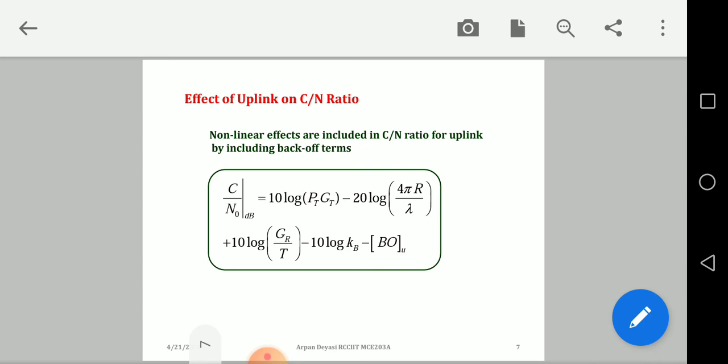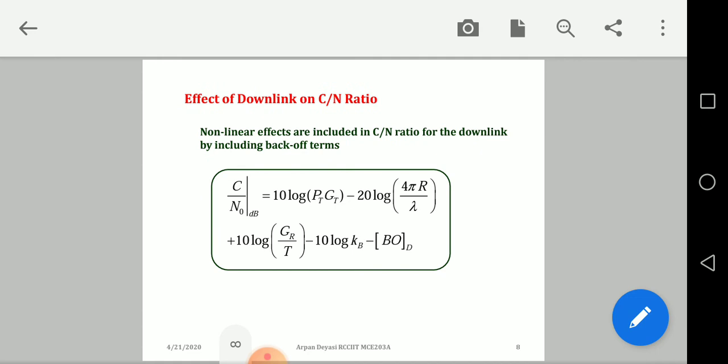Now come to the uplink. Uplink is not a linear process, it's a non-linear process, and because of the non-linearity, some signal should be backed off. So back off will add noise. So C by N in dB should be the previous equation minus the back-off function for uplink. Similarly, downlink is also a non-linear process. So there will be a back-off function for the downlink also. So C by N in dB for downlink will be the previous equation minus back-off of downlink.